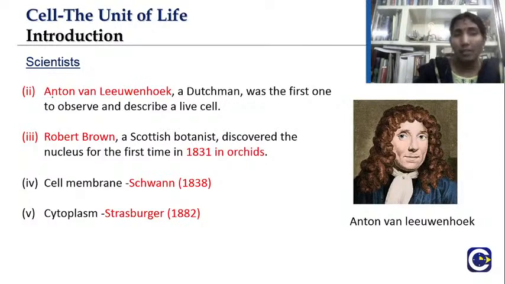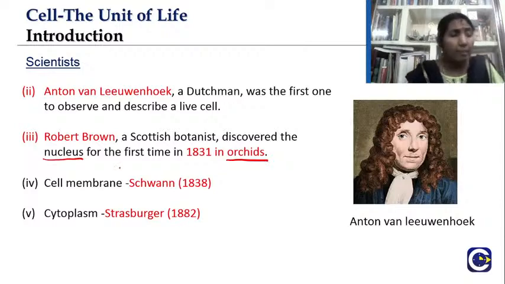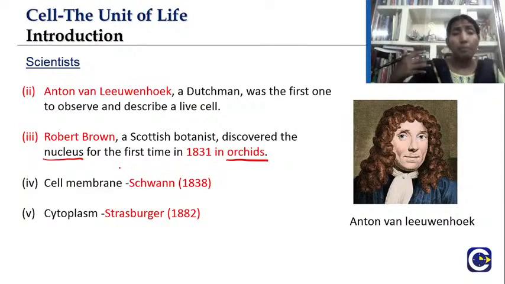So we have another pioneer, Antonie van Leeuwenhoek. He's a Dutchman. He was the first person to observe and describe a live cell. So probably they say he was the first person to even find the microscope. Robert Brown is a Scottish botanist, and the credit for him is that he discovered the nucleus, particularly in the orchids. And the cell membrane was first discovered by Schwann and cytoplasm by Strasburger. So like that we can keep listing a lot of people who made contributions. We have so much, but only the main things we have highlighted here.